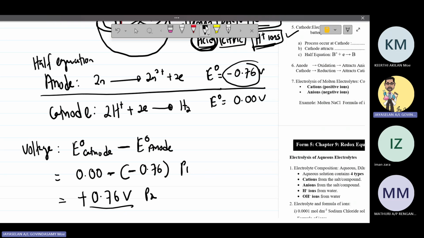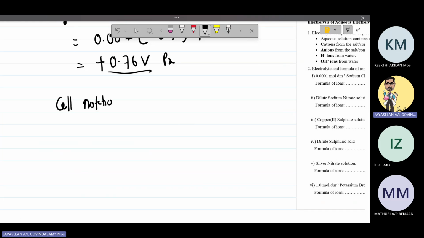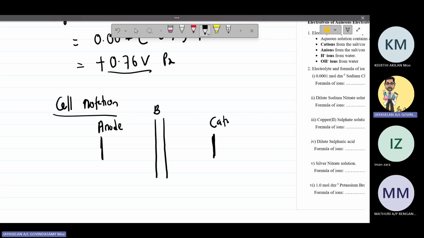Okay, so far understand? Now I go for the third one. They ask you to do the cell notation. Do the cell notation for this one. If they ask you to do the cell notation, two big vertical lines, one small vertical line, one small vertical line. Alright? Okay, your half equation at the anode. This one is A, the anode, this is B, the bridge, then this is your cathode. A, B, C.